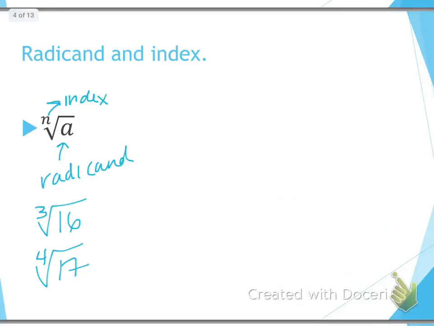So if I were to break something down, let's say I do the square root of 16. When we take the square root of 16, I know that equals 4. But let's do it the long way. I want to show you why that equals 4. So technically, there is a little 2 out here.